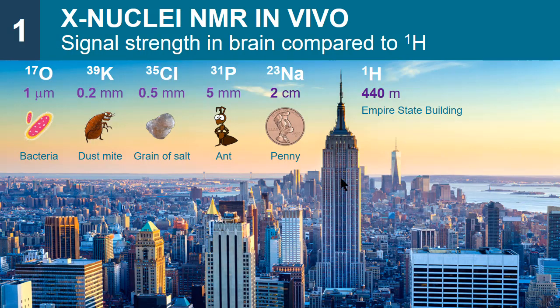And this is just a little representation. For example, if you assume that the proton signal in the brain is the Empire State Building, the sodium one is going to be a little penny next to the Empire State Building. The phosphorus is going to be like a little ant. The chlorine is going to be the size of a grain of salt. The potassium is going to be the size of a dust mite. And the oxygen 17 is going to be about 1 micrometer, the size of a bacterium, next to the Empire State Building.